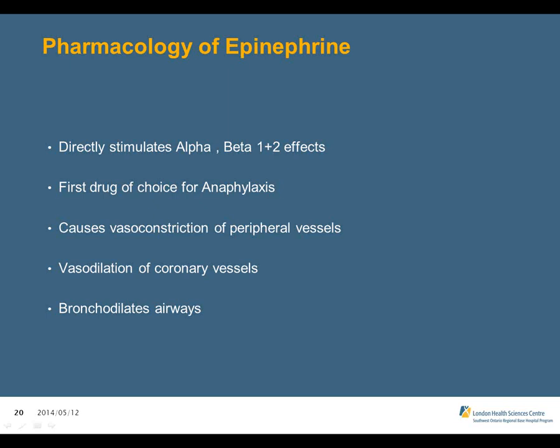In terms of the beta effects, epinephrine has an effect on the beta receptors within the heart. So it's going to cause increased inotropy and chronotropy, meaning the heart rate is going to increase as well as squeeze better to get a better cardiac output. The beta 2 effects cause bronchodilation within the respiratory system to help with some of the bronchoconstriction. So again, this is the first choice of drug for anaphylaxis. As soon as anaphylaxis is recognized, this drug needs to be given because these patients can deteriorate quite quickly.